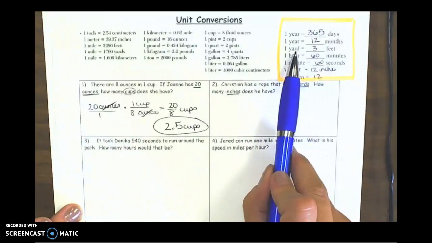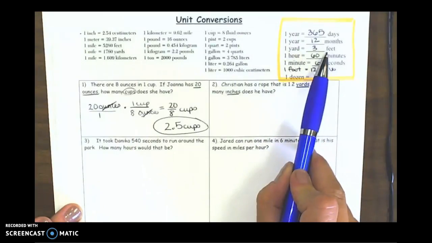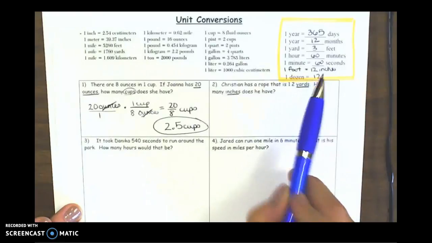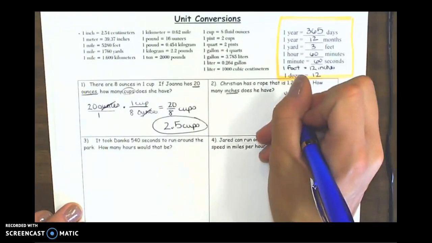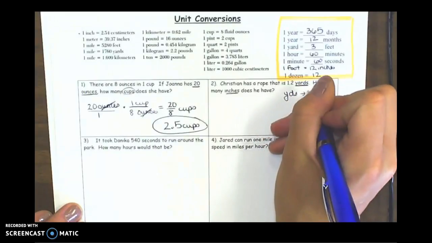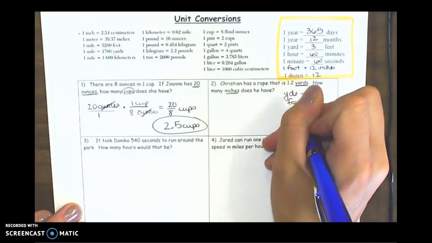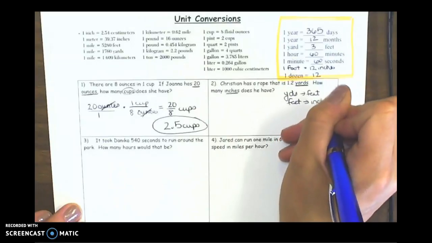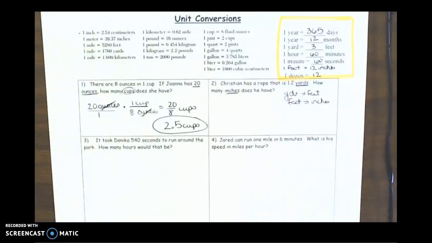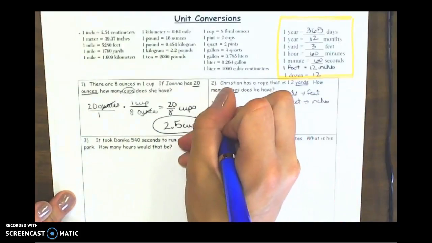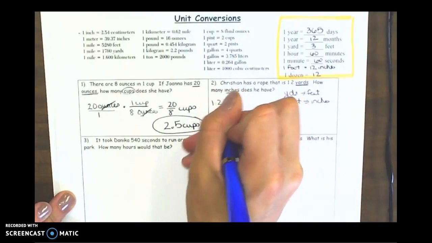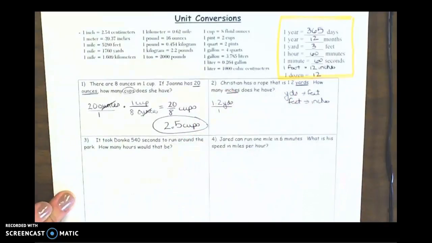If I look over here, I have yards to feet. And then I have feet to inches, so I could do it that way. We're going to have to do 2 conversions here. We're going to have to go yards to feet, and then feet, we can convert it then to inches. Okay, so let's start with what we have. We have 1.2 yards. I'm going to put that over 1. That's what we're starting with.